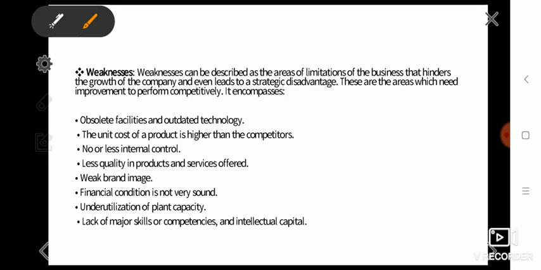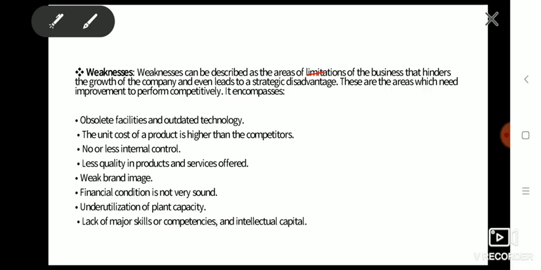Weaknesses can be described as the areas of limitation. A weakness is a limitation of the business that hinders the growth of the company, and even leads to a strategic disadvantage. So strength plays as an advantage to the organization, whereas weakness is considered a limitation of the business. Hinders means difficulties for the growth of a company, and it is considered a disadvantage to the organization, where there are no such benefits with weaknesses.